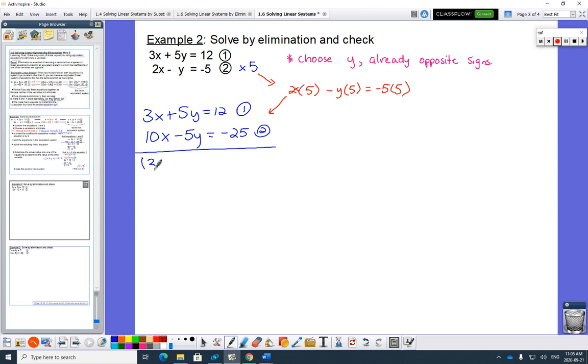So 13x equals -13. -13 divided by 13 is -1. Doesn't matter, into 1, whatever you want.